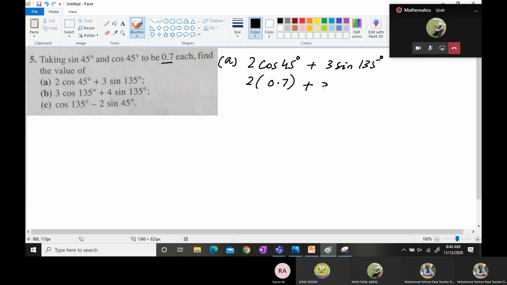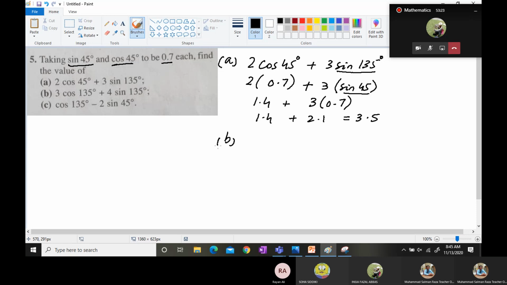So when sine 135 is converted, it becomes sine 45 degrees. So 2 into 0.7 is 1.4, plus 3 into 0.7, and 1.4 plus 2.1 is 3.5. Why did we convert this sine 135 to sine 45 degrees? Because they have given us the value of sine 45 and cos 45 only. That's why we converted sine 135 to sine 45 degrees, and hence we found out the value.